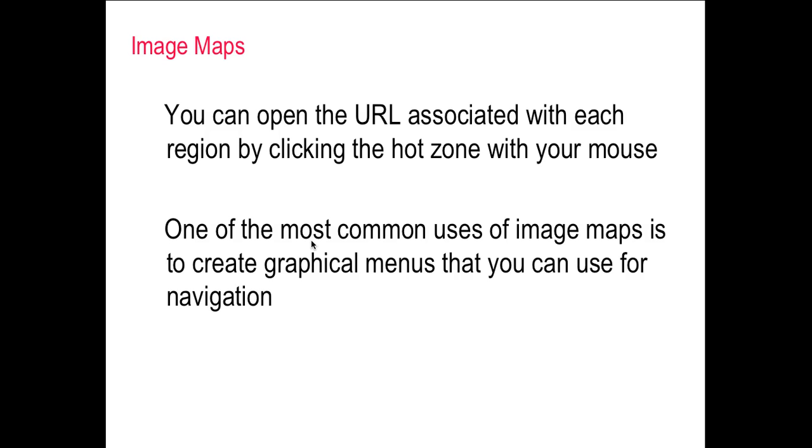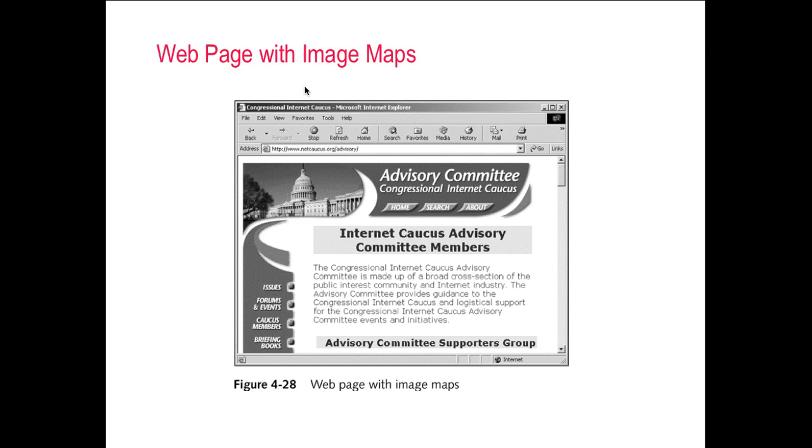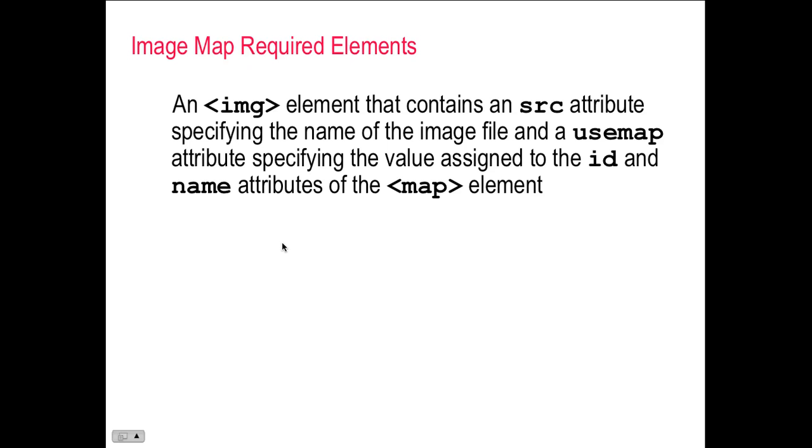So with image maps, you can open up a URL associated with each one of the regions by clicking on a hot zone with your mouse. And one of the most common uses of it is to create graphical menus that can be used for navigation. So here's an example of a website that has an image map on it. This is all an image up here. All this stuff are images. And they've mapped regions of the image, and I'll show you the mapping in a few minutes. So you click on it, and it changes the content in here. So you can put images anywhere. And the other classic example is the picture of the United States or the country, and you click on it, and it gives you some information. It makes navigation really easy, actually.